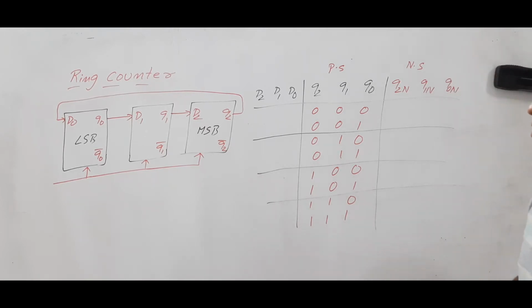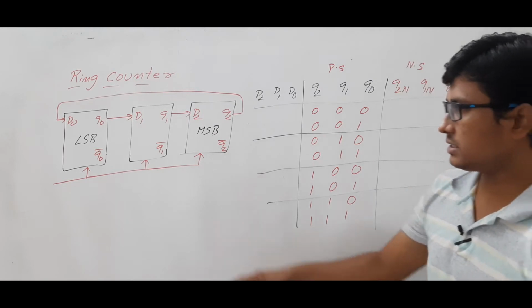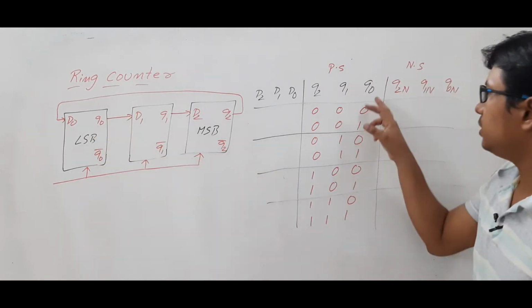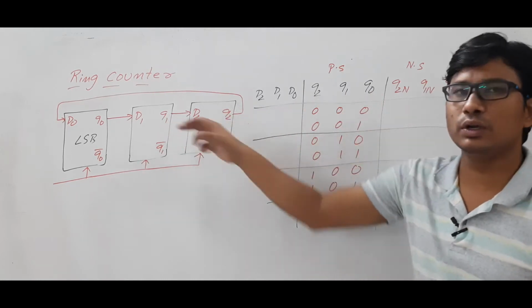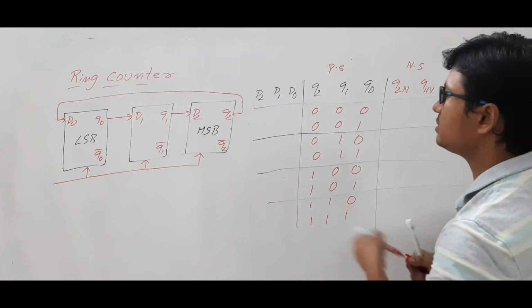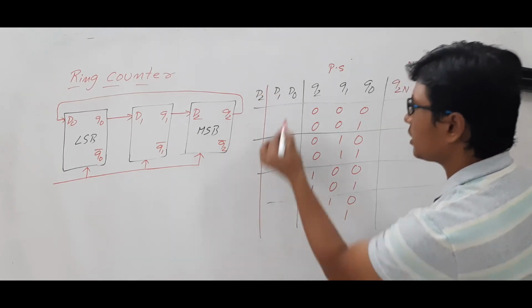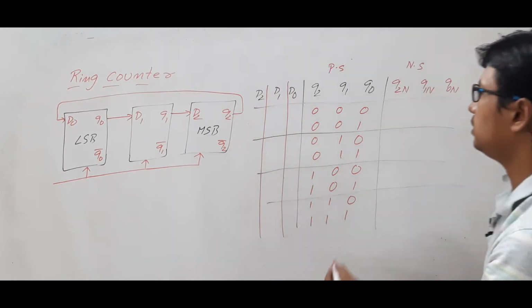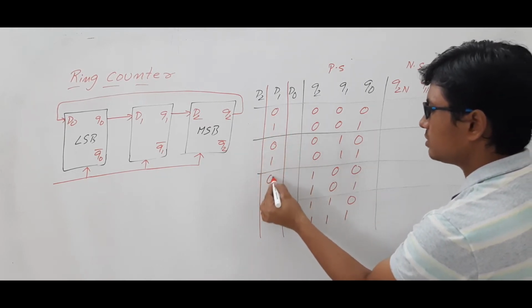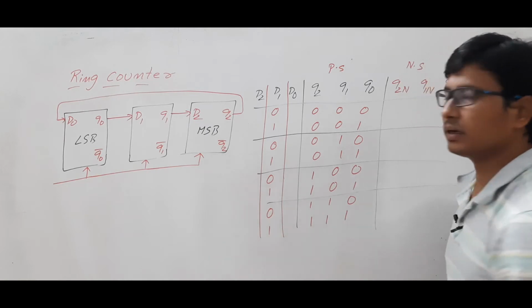Now, let's look at this ring counter. It is saying that from Q0 you are getting D1. So Q0 is equal to D1. So take D1. Where is D1? D1 is this one. Am I right? You fill the corresponding values of Q0. What is Q0? Which is 0, 1, 0, 1, 0, 1, 0, 1.